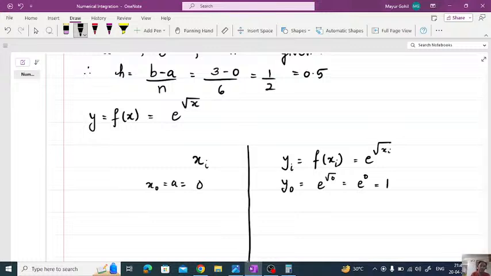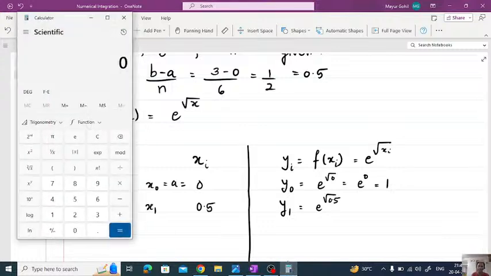Okay. Now the next value. What is the step size? Step size is 0.5. So in 0 you add 0.5. This will become your x1. So what is your y1? Y1 is the value e to the power root of 0.5.